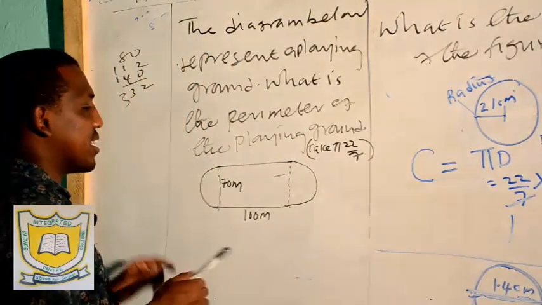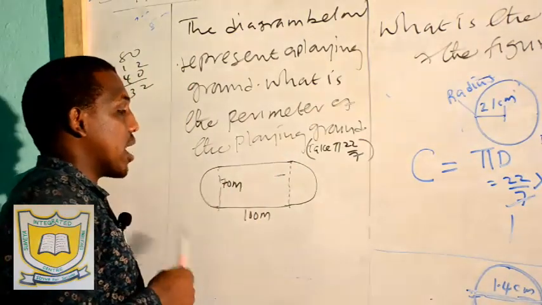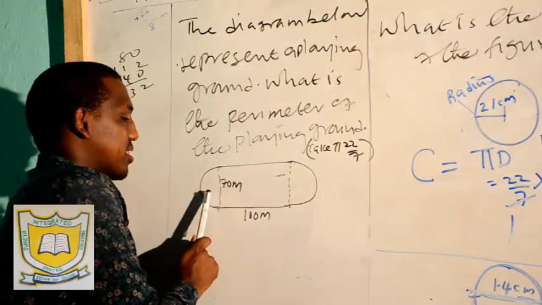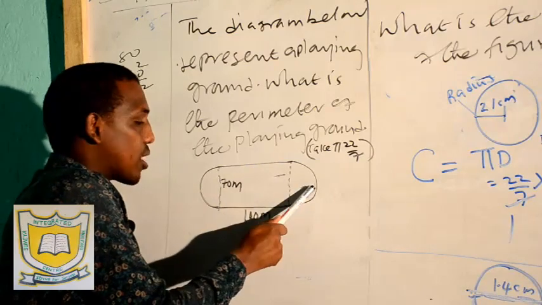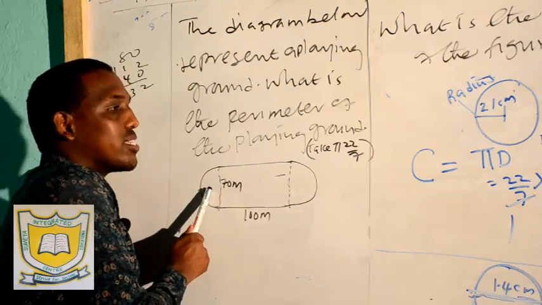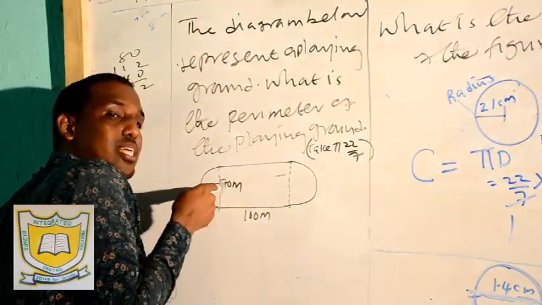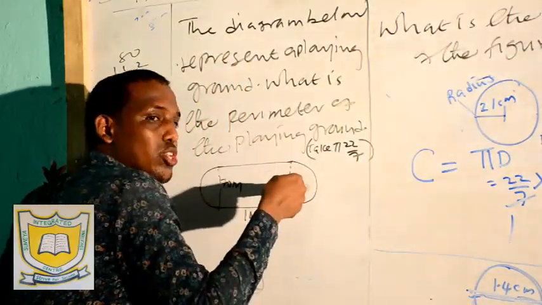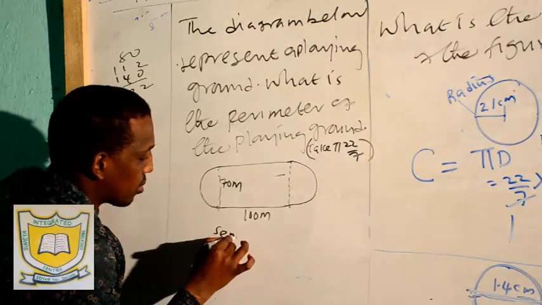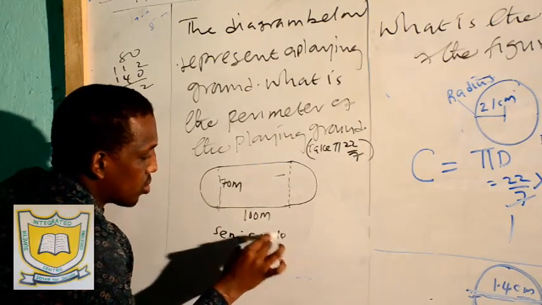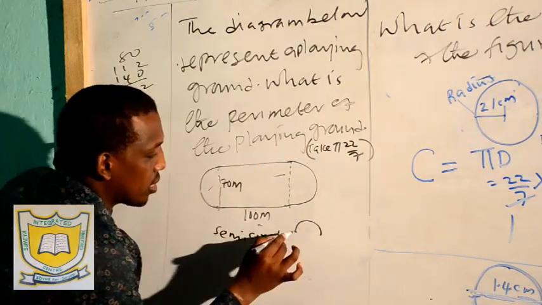So how do we get the perimeter of this figure? It is the distance all the way around the figure. So we get the perimeter of this semicircle. Remember the two ends are semicircles. Semi means half. So you get one semicircle, you say times 2, because they are 2. So let us get it now. We work out the semicircle. I've removed this one. It is like this.